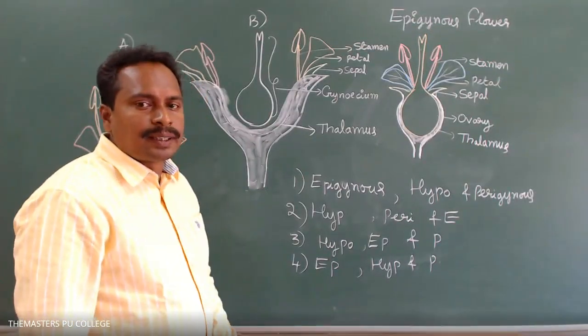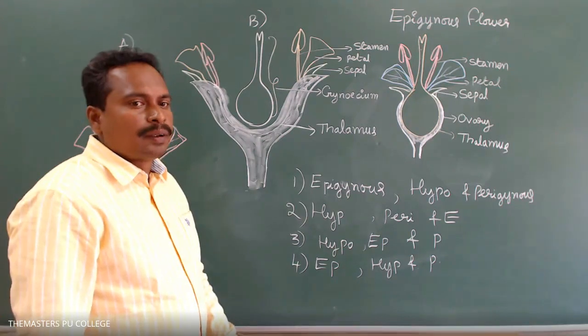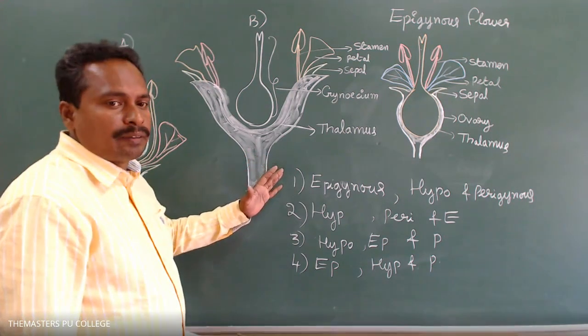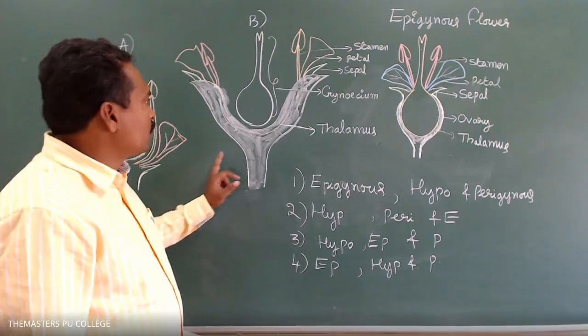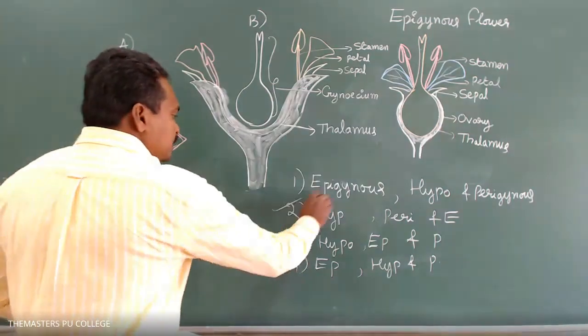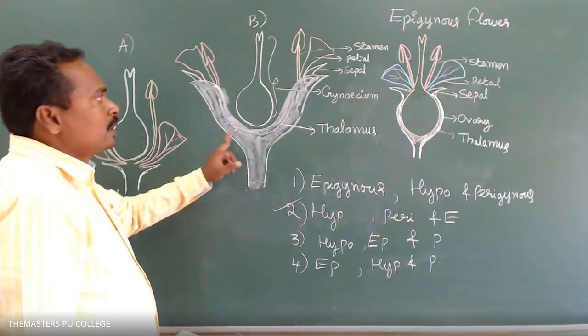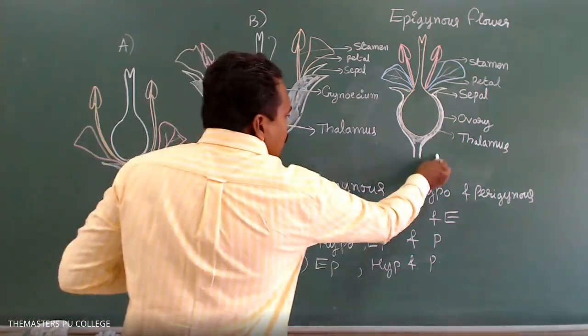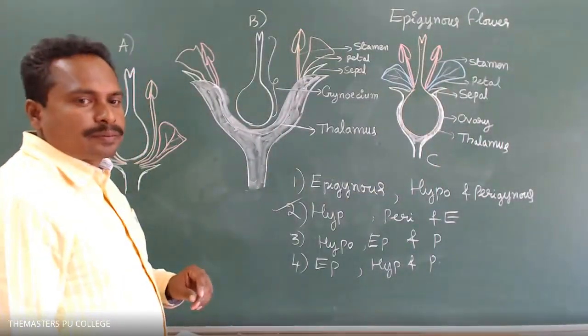What is the answer for this question? Identify the A, B, C in the given figures. Hypo, peri, epi. The answer is Option 2: A is hypogynous, B is perigynous, and C is epigynous flowers.